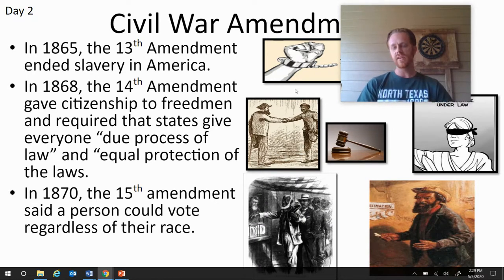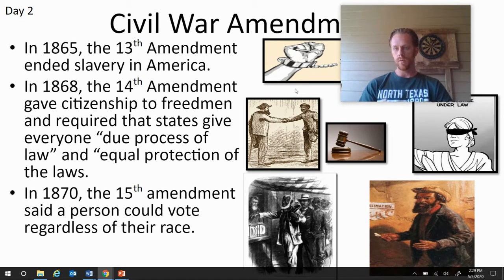So in 1870, they had to once again make another amendment regarding the issue of slavery or former slaves, and this one was about voting. Voting is going to be extended to African Americans through the protection of the 15th Amendment. So in 1870, the 15th Amendment says that any person can vote regardless of their race.